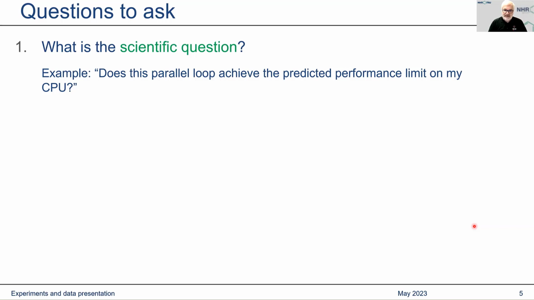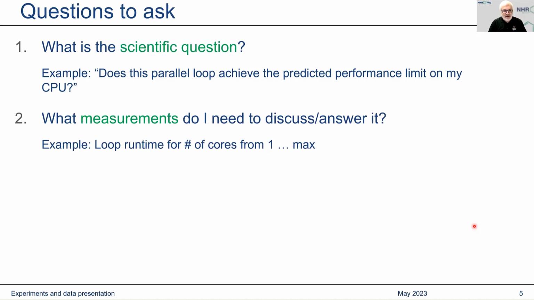Of course, it implies that there is a predicted performance limit. Somebody has made some kind of performance model, maybe pen and paper, maybe an automated model. So there is some performance limit I'd like to achieve. I think that could be achieved. And the question is, is that possible? Okay, that's a valid scientific question that could be answered by taking data and presenting the data in the proper way.